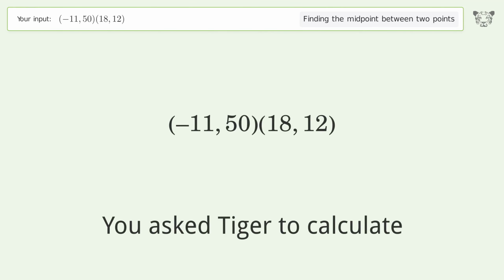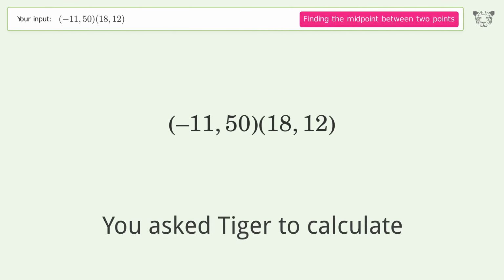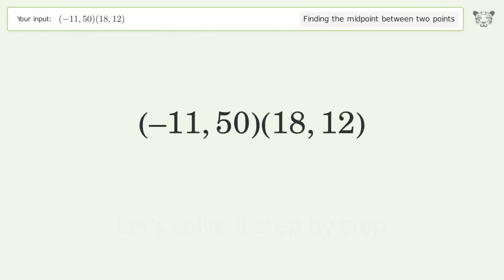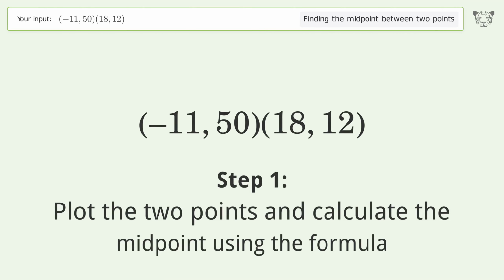You ask Tiger to calculate. This deals with finding the midpoint between 2 points. The midpoint between the 2 points is 3.531. Let's solve it step by step. Plot the 2 points and calculate the midpoint using the formula.